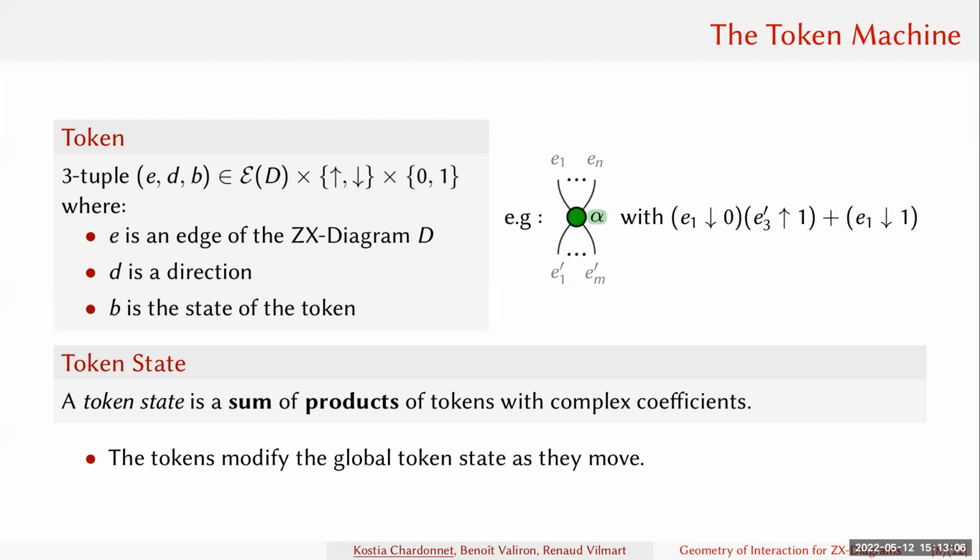And so each token will move, and the way they move is described by purely local rules, and they will modify the global token state as they move. And this global token state will capture the computational behavior of this ZX diagram.